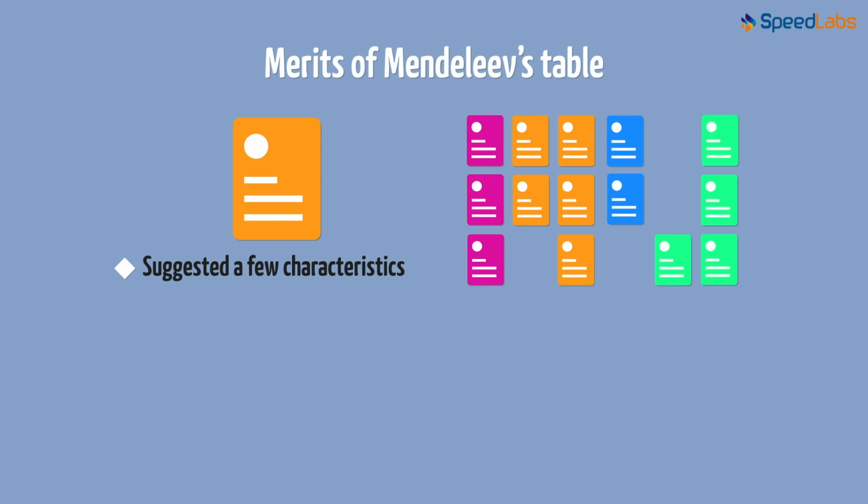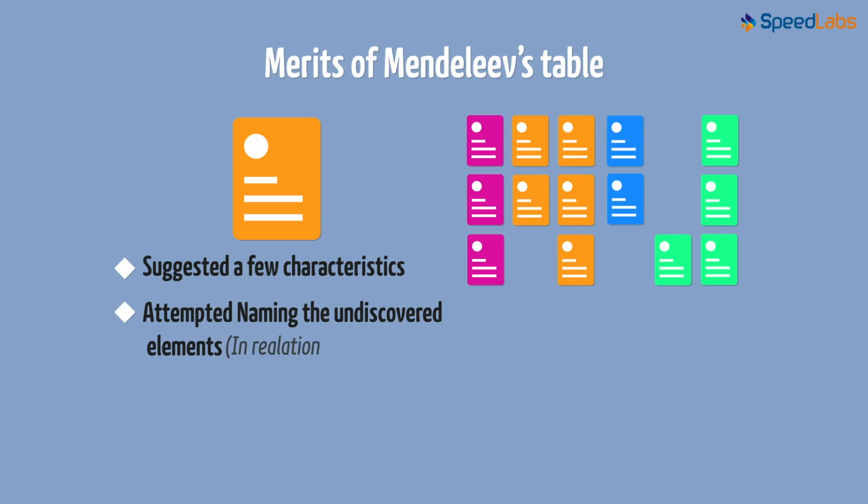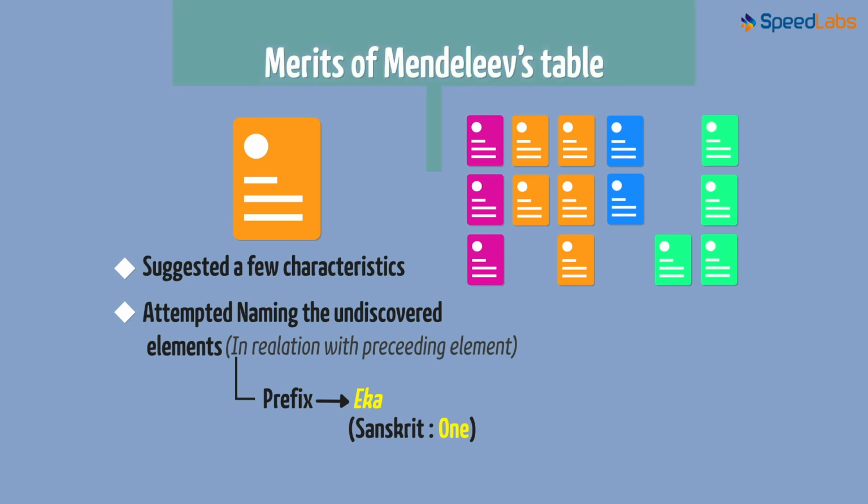Not only this, but Mendeleev even attempted naming them. Can you imagine naming something that doesn't exist at all? Since these were yet to be discovered, he named them in relation to the preceding element belonging to the same group. Preceding element? Yes, Mendeleev added a prefix to the name of the element that arrived just before the predicted one in the same group. He added the prefix eka to the preceding element, which means one in Sanskrit. So all the missing elements were named with the element preceding it in the table, but with the prefix eka.